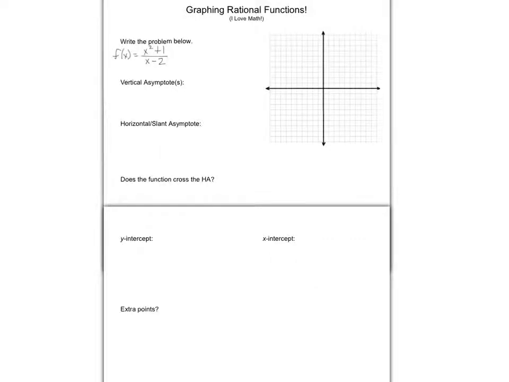Okay, so here's our last example of graphing a rational function. This is actually example 8 out of the book. It's f of x is equal to x squared plus 1 over x minus 2. The first thing we're always going to look for is vertical asymptotes. So we set the denominator equal to 0.